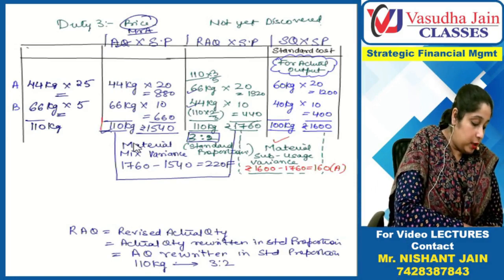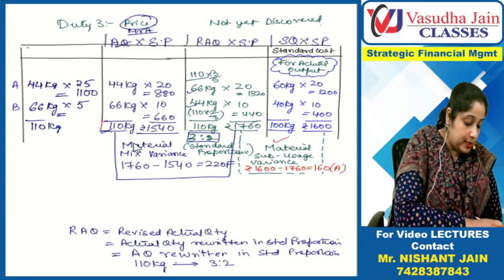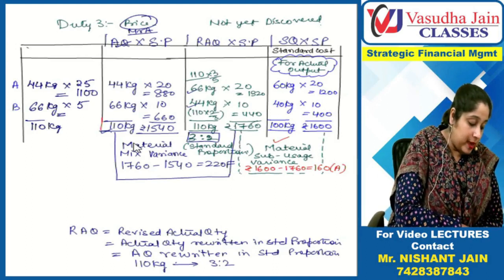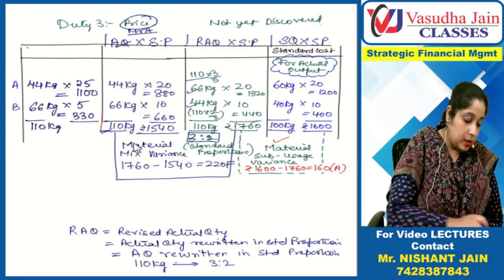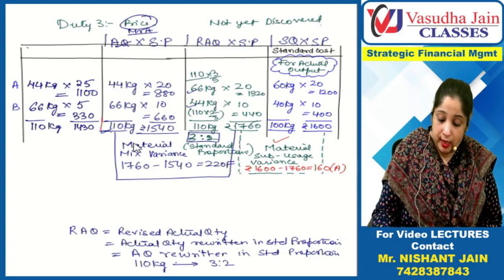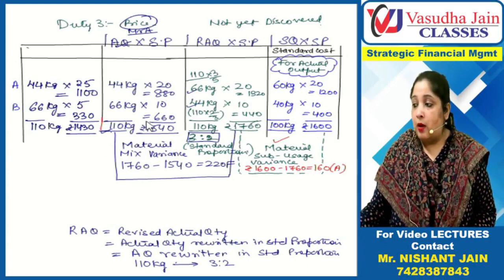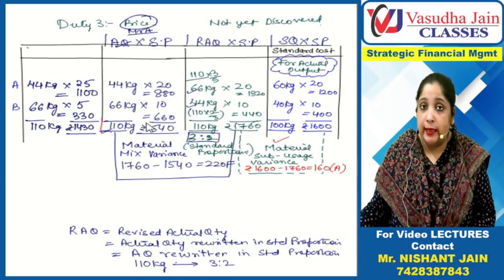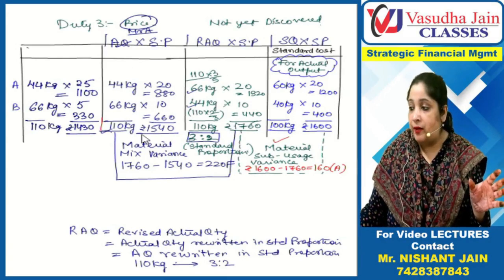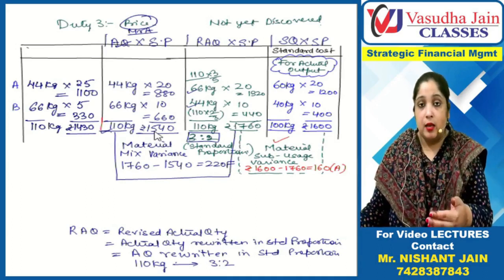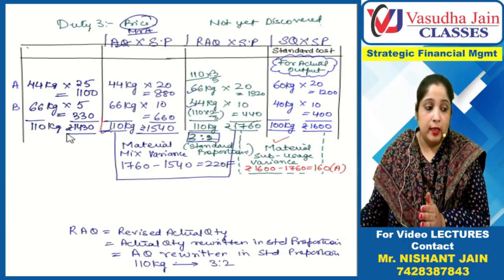What level? 44 into 25, that is 1100 rupees, and 66 into 5, this is 330 rupees. So it is coming out to be 1430 rupees. Don't be happy, because if he had not committed the mistake, the standard cost without his mistake would have been 1540. I am saying this is standard for this mistake, and now the actual cost is 1430.